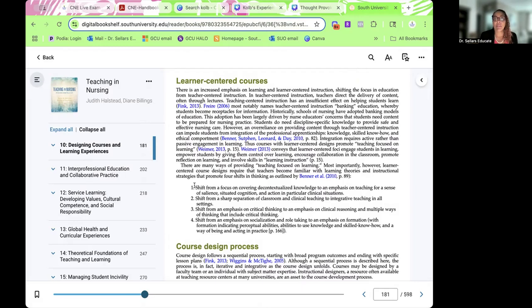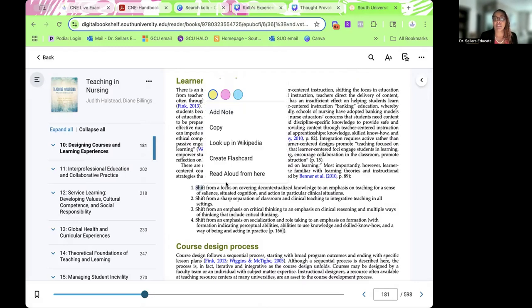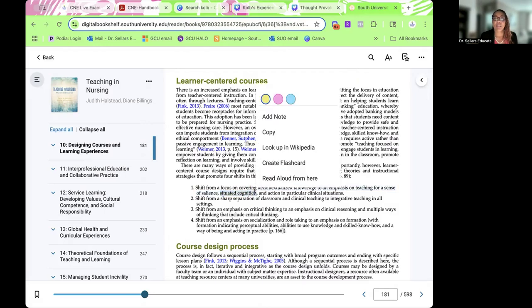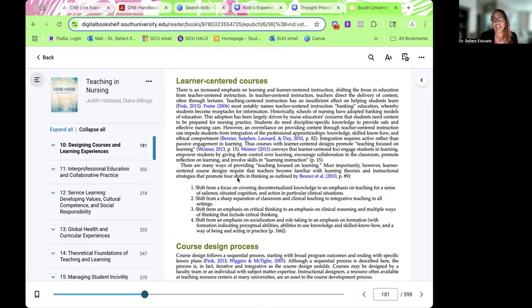We want to simply, as number 1 says, shift from a focus on covering decontextualized knowledge, which is just a fancy way of us bridging theory practice gap, to an emphasis on teaching for a sense of salience. Remember earlier I said you want to make sure that it makes sense to you as you're moving forward and closing your knowledge gaps on the C&E journey. Situated cognition. Oh, that's a fancy term. Well, again, it's making sense of the situation that we are given. And a good example is going to be unfolding case studies.